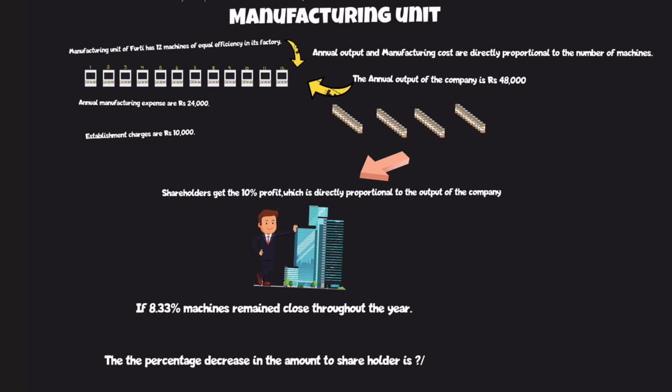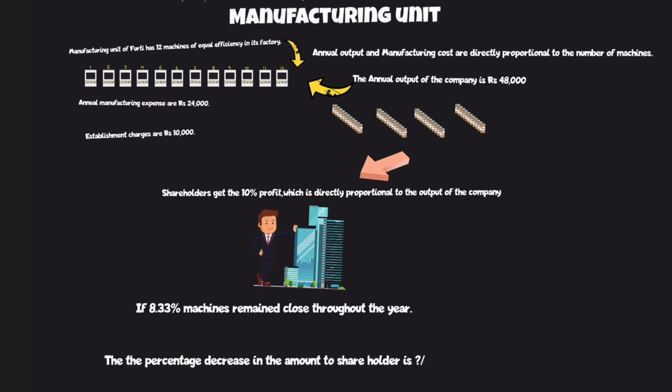What else? Shareholders get 10% profit, which is directly proportional to the output of the company. So the profit will be dependent upon what? Output. The more the output, the more the profit. And shareholders get a part of the profit, which is 10% of the profit, which is dependent upon the output. So the more the output, the more will be the profit, and the more will be the 10% of the profit that shareholders are getting.